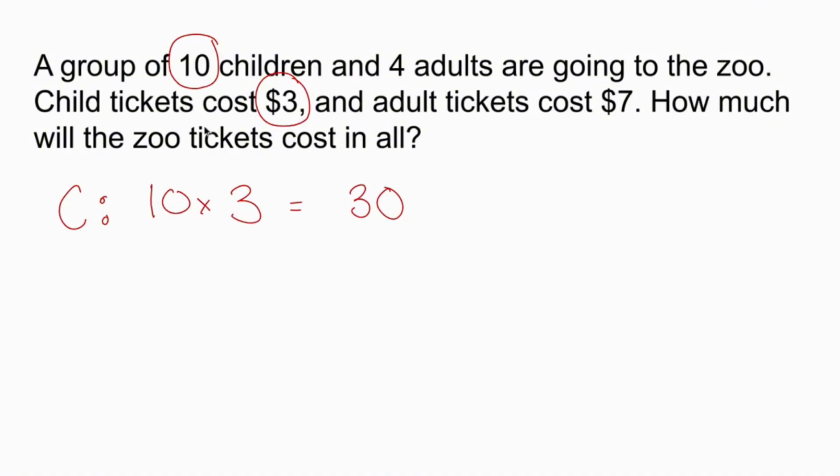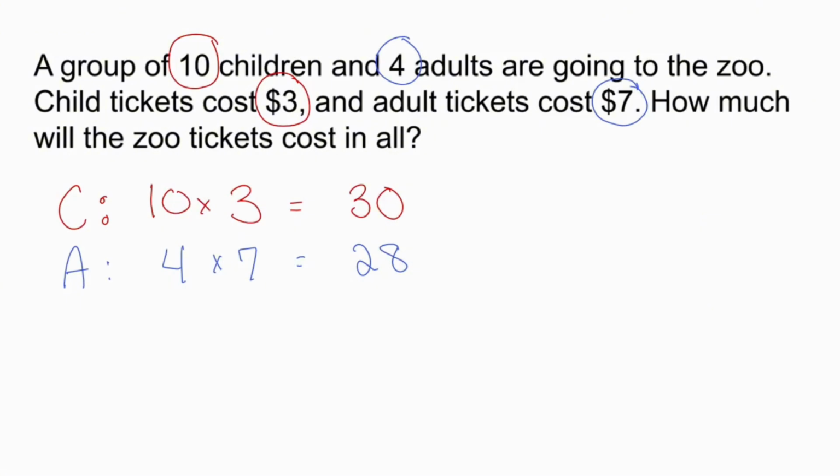The other group of people are the adults. There's 4 of them, and adult tickets cost $7 each. So A for adults, 4 groups of 7 is 4 times 7, which means they spent $28 in all.